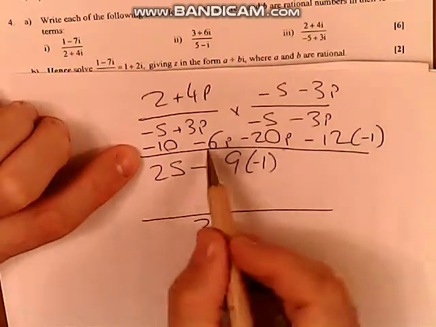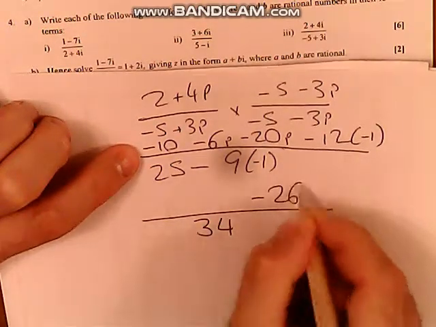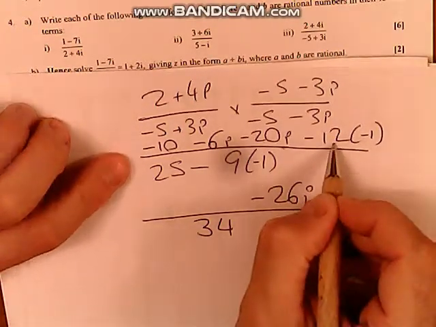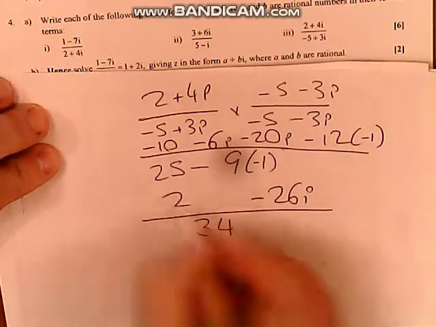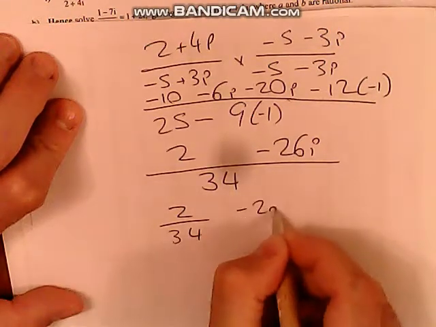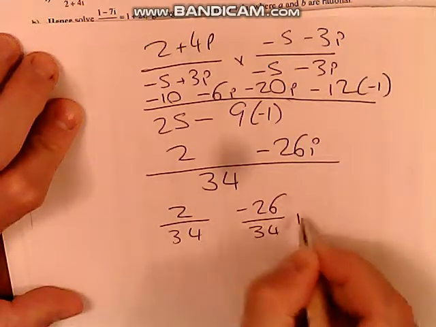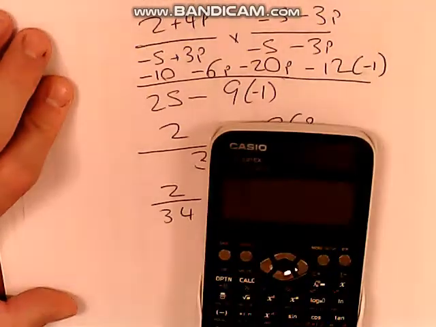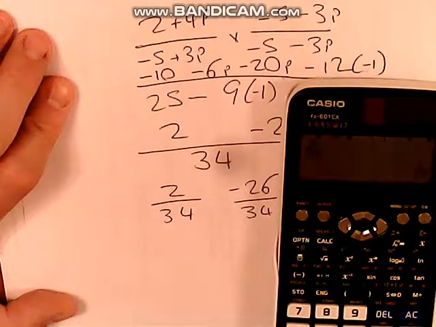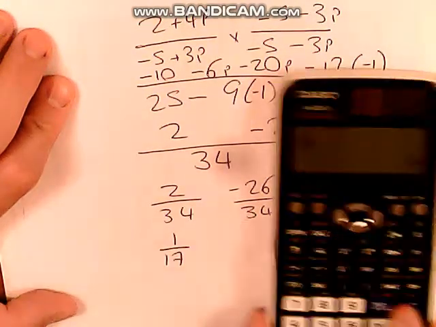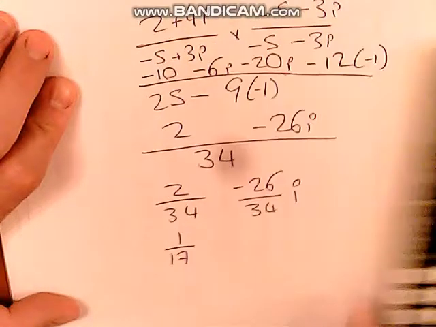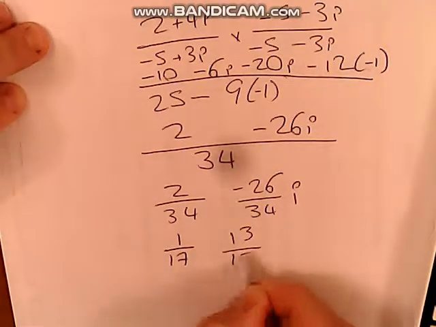And then let's do our numbers. I've got minus 6 and a minus 20, which is minus 26i. And that 12 times minus 1 is a plus, so I've got plus 12 minus 10, which is 2. Okay, so I've got 2 over 34 minus 26 over 34i. See if I can cancel these down. I clearly can, but I want to use my calculator anyway because I like to play it safe. 2 over 34 is 1 over 17. And 26 over 34 is going to be 13 over 17.